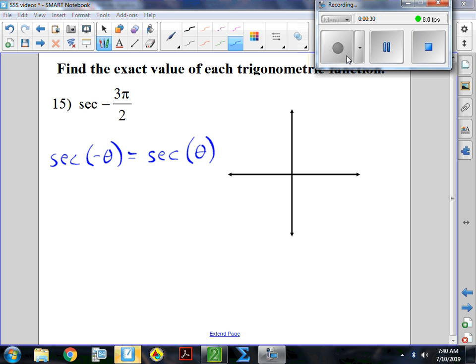If I'm looking at secant, I really want to be thinking about cosine. Cosine and secant are reciprocal identities. Negative 3 pi over 2 means we're going around the graph clockwise. So negative pi over 2 is at the bottom, negative pi is to the left, negative 3 pi over 2 is the top. So you can use lots of different things here. You can use quadrantal angles and coterminals. So this is the same thing as finding the secant of positive pi over 2.